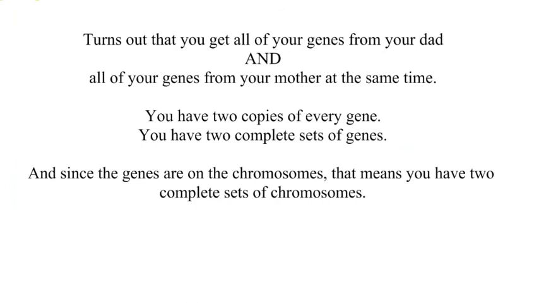So it turns out that in reality, what you do is you get all of your genes from your dad and you get all of your genes from your mother, both at the same time. So essentially, you have two copies of every gene, which means you have two complete sets of chromosomes. And this is called being diploid.